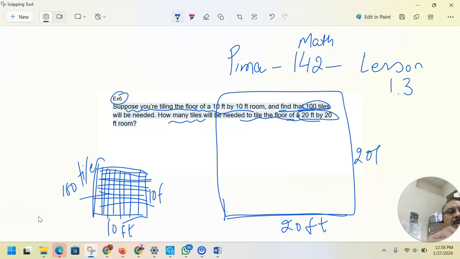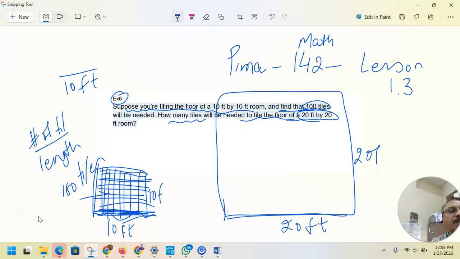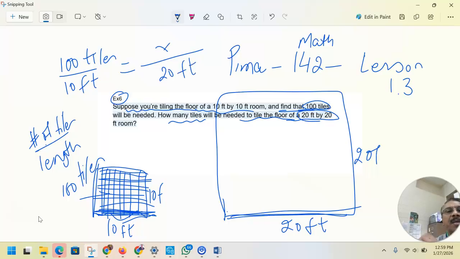Based on our proportion, it looks like, so as I said, I repeat it, if the length is 10 feet, I'm comparing the length and the number of tiles. So the number of tiles is 100, so 100 tiles here equals, and if the length is increased to 20 feet, the question is how many is the number of tiles. We want to know how many are these.